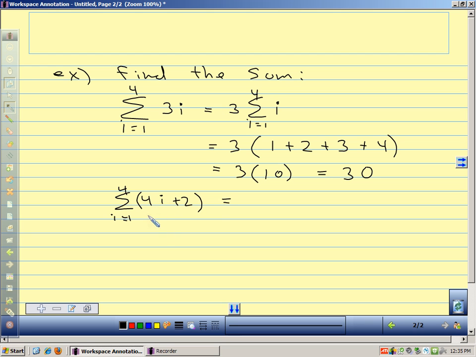So for i equals 1, I get 4 times 1 is 4, plus 2 is 6. When i equals 2, 2 times 4 is 8, plus 2 is 10. When i equals 3, 3 times 4 is 12, plus 2 is 14. And when i equals 4, 4 times 4 is 16, plus 2 is 18. And then I can add all of these together to find my sum.